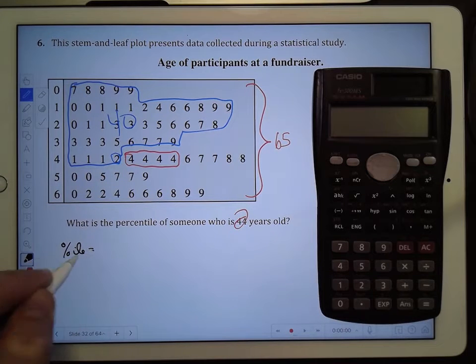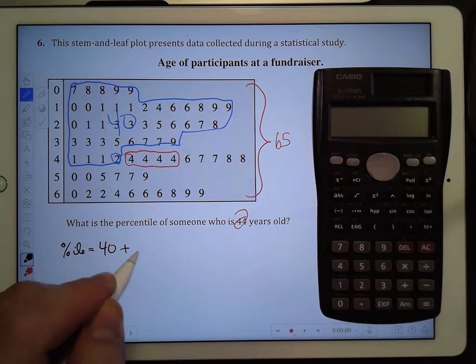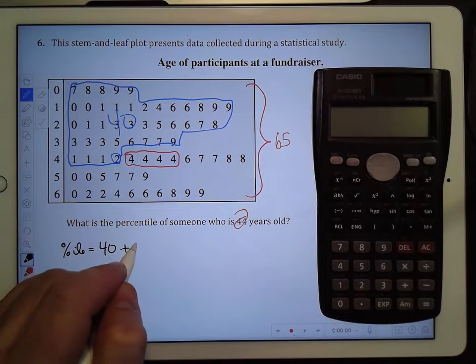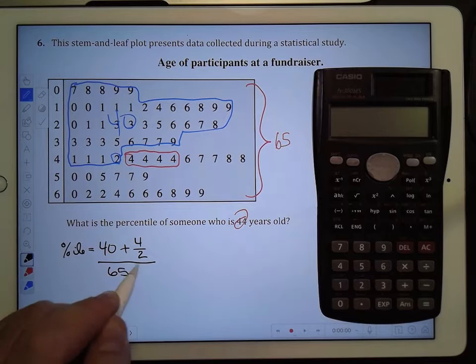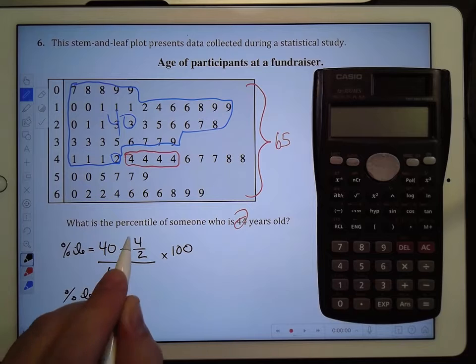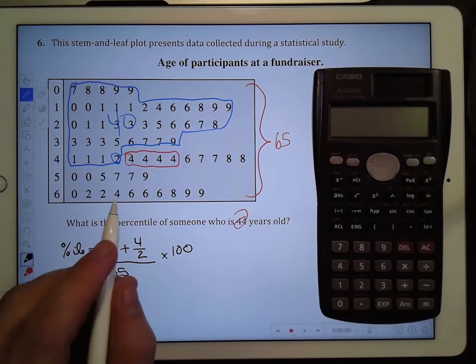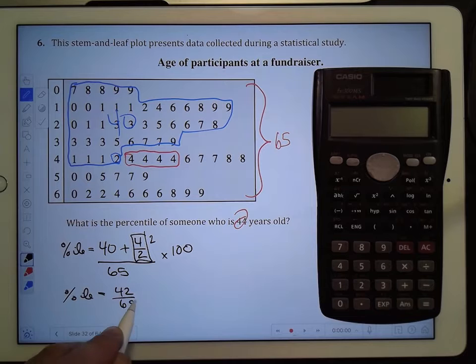Percentile is equal to the number of values below, 40, plus the number of 44s there are divided by 2, so that's 4 over 2. Then we're going to divide the whole thing by 65, and when we're done that, we'll times it by 100. I'm going to get rid of that fraction first and rewrite it nice and pretty. So percentile is equal to 40 plus 4 over 2. 4 over 2 is 2. So 40 plus 2 will be 42 out of 65, which I'll then times by 100.